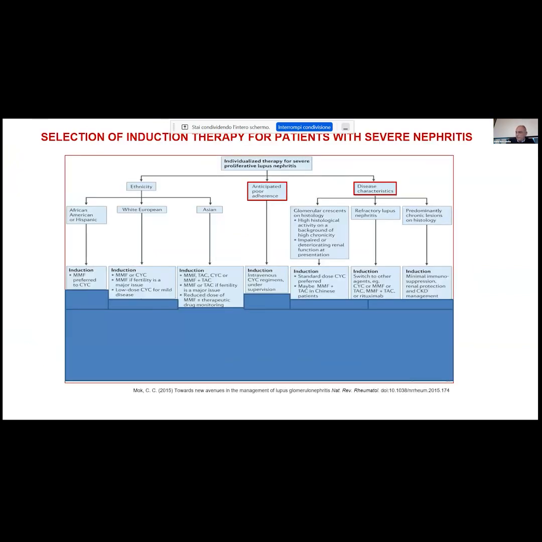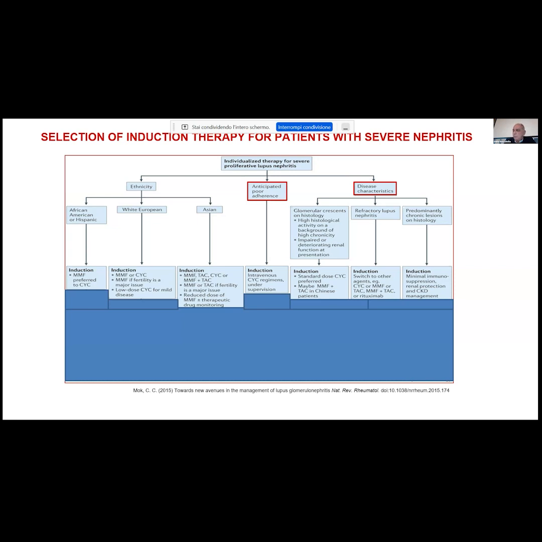What's of some interest is to qualify the type of therapy as regards ethnicity. African American or Hispanics seem to respond better to mycophenolate, white European, Caucasian in general, to cyclophosphamide, Asians to the so-called multi-target therapy consisting of the combination of mycophenolate and calcineurin inhibitor, sometimes in the Japanese experience also cyclophosphamide.